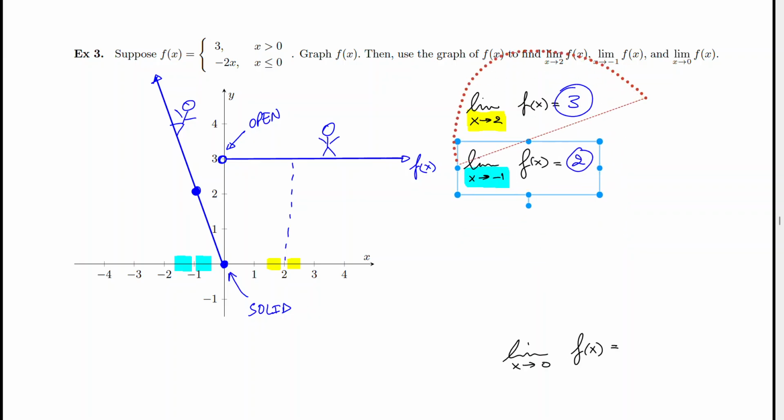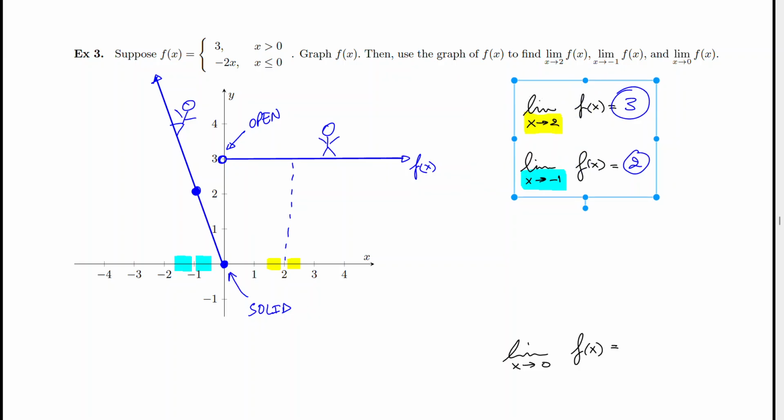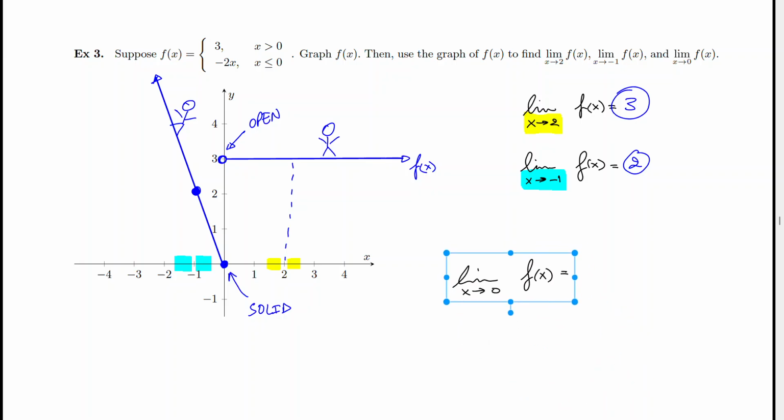So for both of those problems, it doesn't matter if you're walking from the left or from the right, the limit does exist. Now, the third one is a little bit tricky. And why is it tricky?